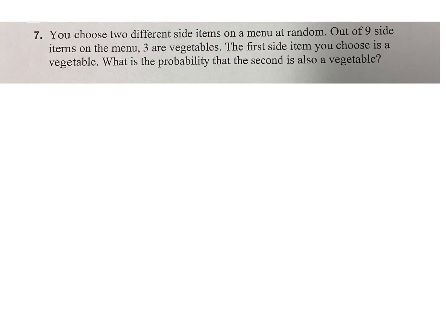Number 7, you choose 2 different side items. That's a very important thing. 2 different side items on a menu at random. Out of 9 side items on the menu, 3 are vegetables. The first side item you choose is a vegetable. What's the probability the second is a vegetable? So the first time, there's 3 vegetables out of 9 side items. So that would be the chance of getting a vegetable the first time.